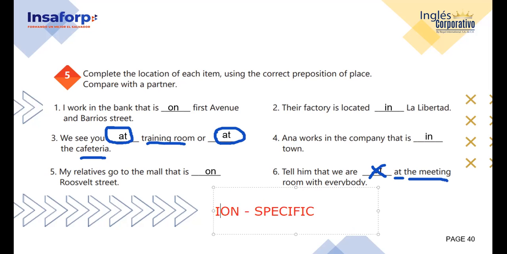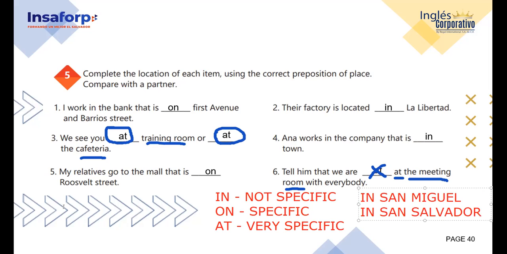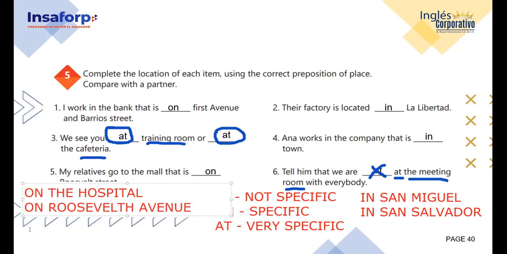In, and not specific, ok, y después tenemos por último el at, very specific, muy importante. ¿Por qué no es tan específico con el in? Porque puedes decir un lugar, por ejemplo, in San Miguel, en San Salvador, no digo un lugar específico. Ahora con el on, por ejemplo, yo les puedo decir on the hospital, en el hospital, ok. On Roosevelt Avenue. Y ahí el at lo podemos decir para mucho más específico.